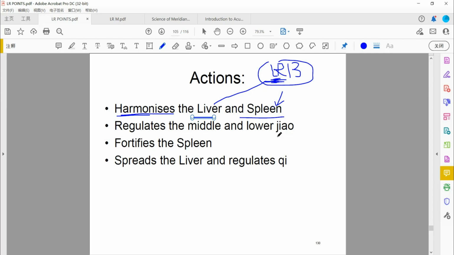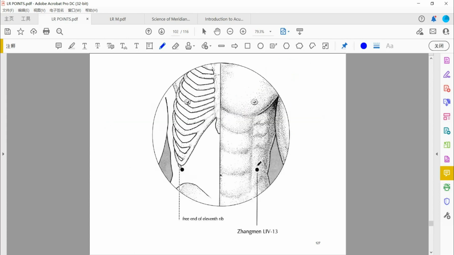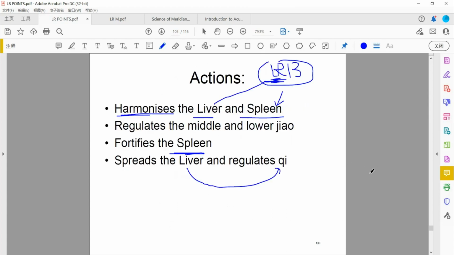Regulates the middle and lower jiao. Middle jiao: stomach, spleen. Lower jiao: kidney, bladder, liver. Fortifies the spleen, same. Spreads the liver and regulates qi, for liver qi stagnation. Use as a local point. See the location, close to the liver. So it's on the liver meridian and close to the liver, which makes it a good point.